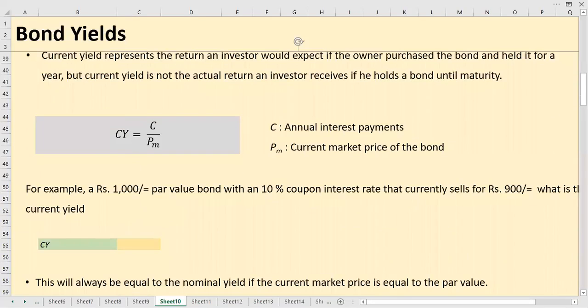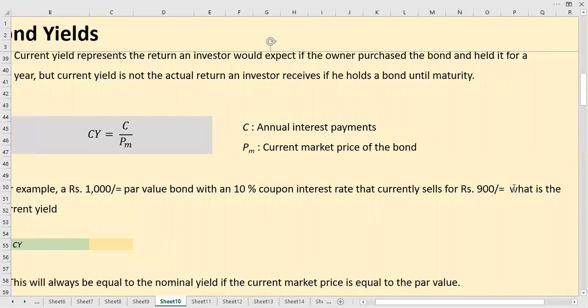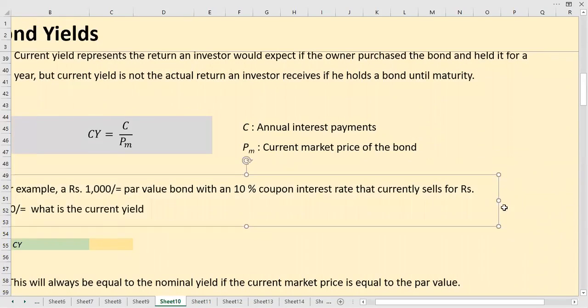If you look at this example, you can clearly understand this. This example says that you have a 1,000 rupee par value bond with a 10% coupon interest rate, and it currently sells at 900 rupees. What is the level of current yield?